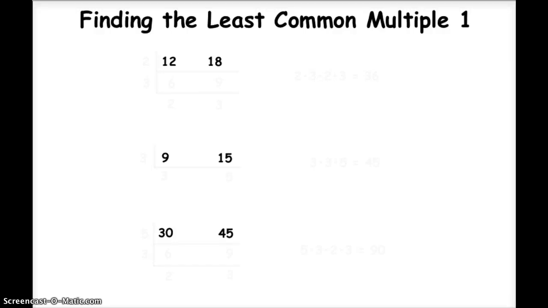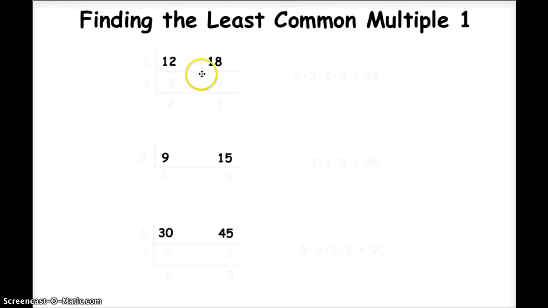This is going to be a video to help you find the least common multiple of two numbers. So let's look at a couple examples. The first example I have is 18 and 12. I need to find the least common multiple of 18 and 12. Now the method I'm going to use to find the least common multiple is what I call upside down division.